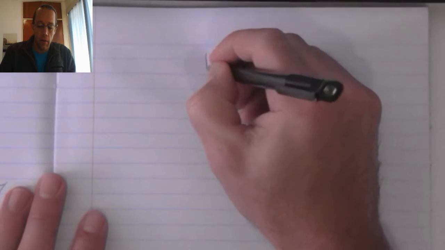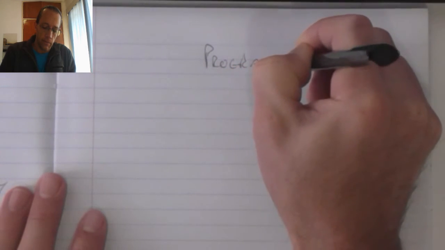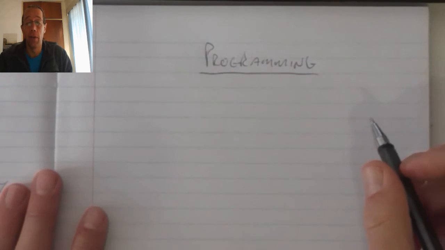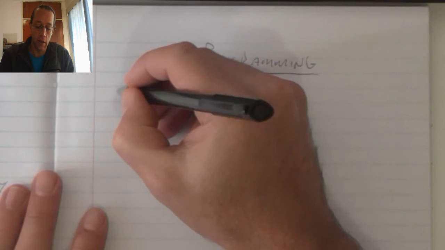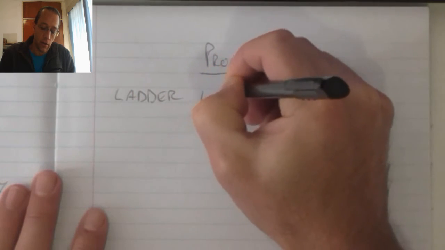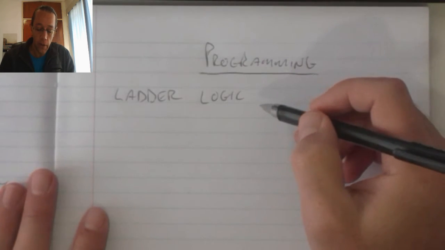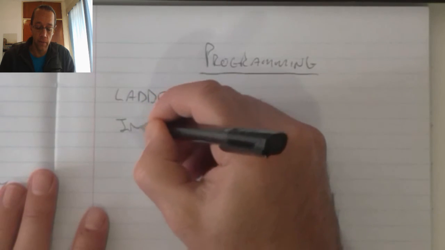When it comes to programming of a PLC, the PLC can be programmed in one of three different languages. The three different languages that PLCs use, firstly, is ladder logic. This is the most common one, and this is the one that we're going to focus on. The second type is called an instruction list.